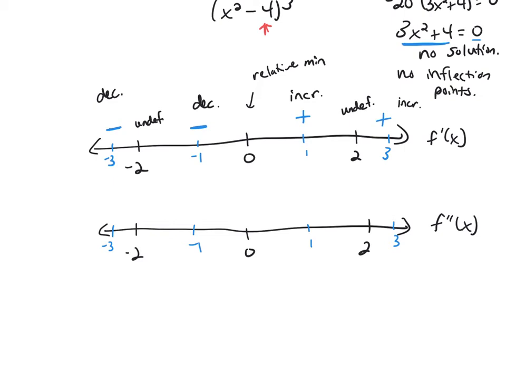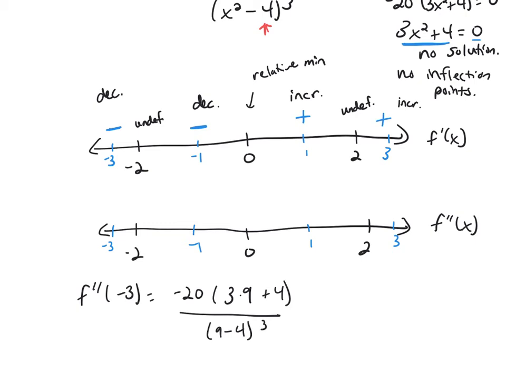So what I'm doing is plugging into my second derivative, plug in -3, over 9 minus 4 cubed. So this would be a negative over positive. This will be negative. And you repeat that for your other test values. So it'd be positive, positive, and negative.